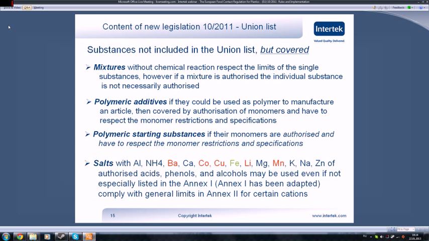Salts, as mentioned before, now there are more salts which are authorized in regards of acids, phenols, and alcohols. They may be used even if not especially listed in Annex 1. But of course they have to comply with general limits in Annex 2 for certain cations.